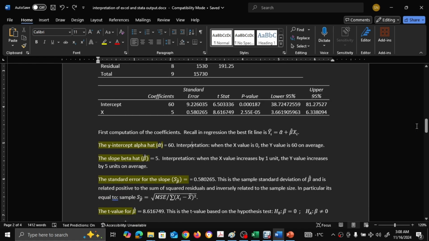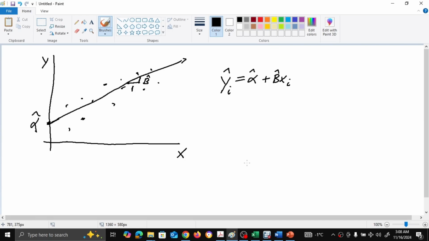So let's see. What is the alpha hat? It's 60. And the slope is 5. So we go here. The y-intercept is 60. And what is the interpretation of this y-intercept? It's 60 here on the y-axis. It's when x is 0. What is y? And in particular, y on average. Because remember, when we talk about the regression, the results are on average, right? So y is 60 on average.